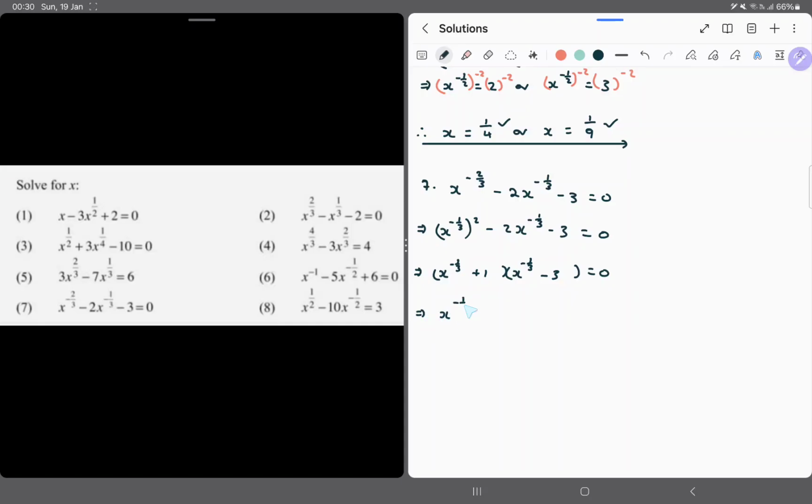So x to minus a third is equal to minus 1, or x to minus a third is 3. So we know the gymnastics here. We just take the negative cube here to get rid of all the things we don't like. So therefore x is, now this is going to be minus 1, okay, or x is going to be 1 over 27.